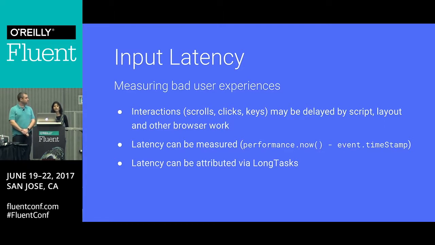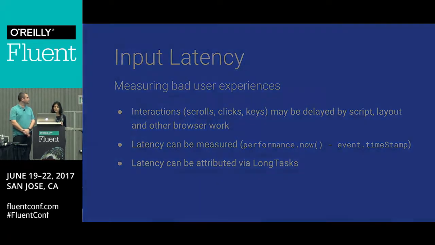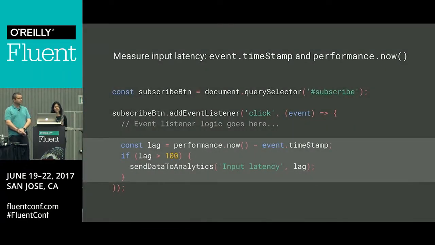But it is possible today to get insight into this by comparing the event.timestamp with the time in the handler, and then connecting this back up with long tasks. So this is a good example of what I'm talking about. Event.timestamp is our best guess at when the event was created. For a tap, it would be when the user tapped the screen. And in the event handler, you can compare the event timestamp with performance.now. And this delta can give you a clue as to how long that event was waiting around on the main thread queue. So in this case, if that delta is more than 100 milliseconds, we log it to analytics.